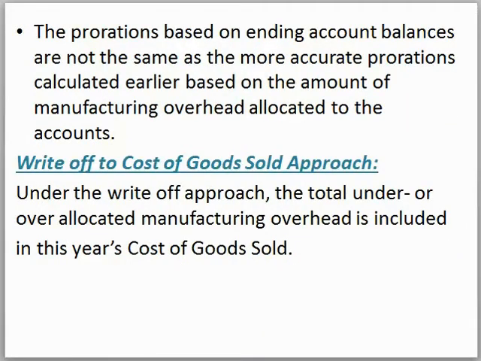The prorations based on ending account balances are not the same as the more accurate prorations calculated earlier based on the amount of manufacturing overhead allocated to the accounts. The third approach is writing off to cost of goods sold. Under the write-off approach, the total under or over allocated manufacturing overhead is included in this year's cost of goods sold.